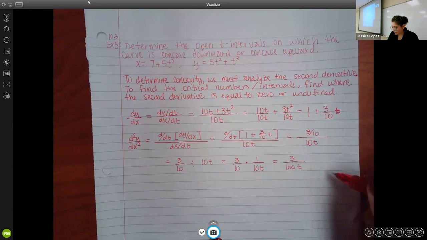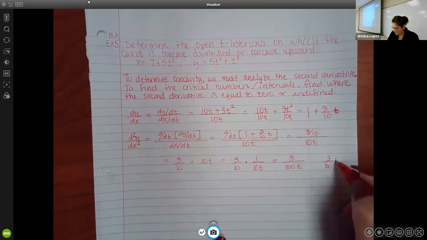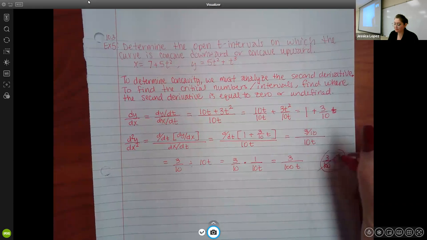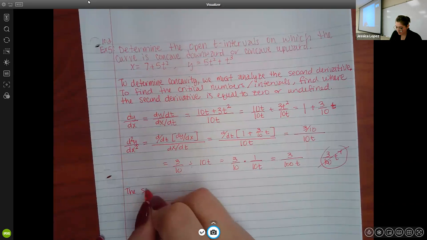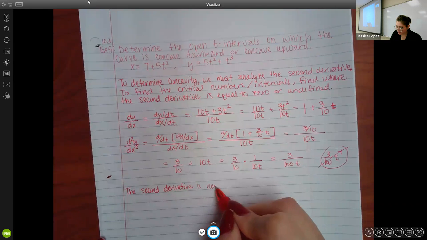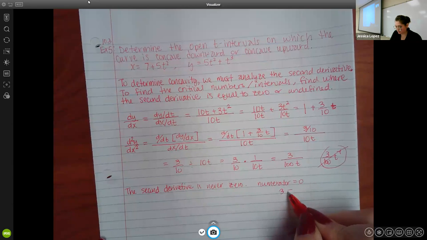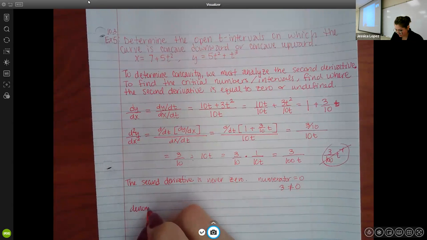You can keep it like that. I would keep it in its fraction form. Don't write it otherwise, because I need it in fraction form in order to take the numerator equal to zero and the denominator equal to zero. This other form doesn't really help me figure out when the second derivative is zero and when it's undefined. Now here, the second derivative is never zero. Why? Because when I take my numerator equal to zero, I get 3 equal to zero. Is 3 ever equal to zero? No. So you don't get any critical numbers from taking the numerator equal to zero. But if I take my denominator equal to zero, that would be the 100t.